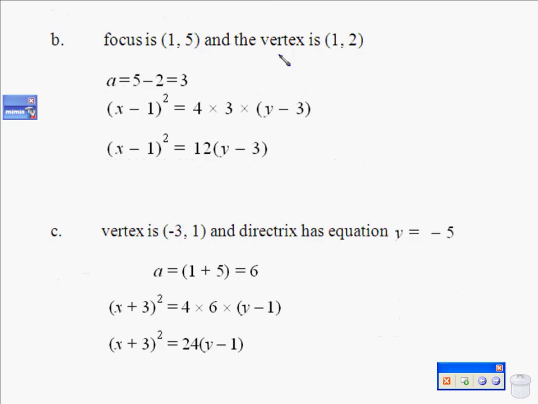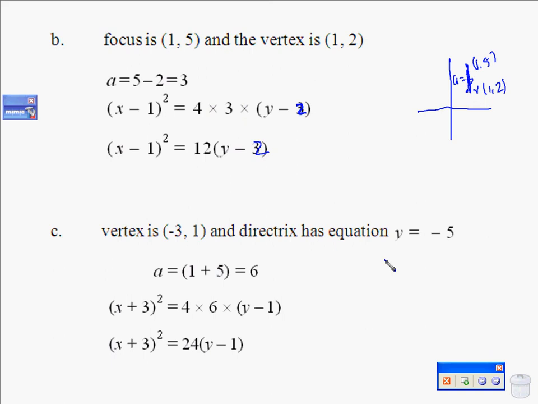If the focus is 1, 5, the vertex is 1, 2. So what we've got to realise is that on our parabola, the vertex is 1, 2 and the focus is 1, 5. Again, we've got h and k. What we need is a. We know the distance there is a, and if the focus is at 1, 5, we know a is going to be equal to 3. So we've just solved that. We've subbed those values in. There's 1, 2, so that gives us the 12 outside of y minus 2, and it's x minus 1 in that situation.